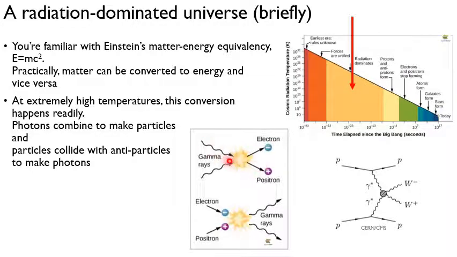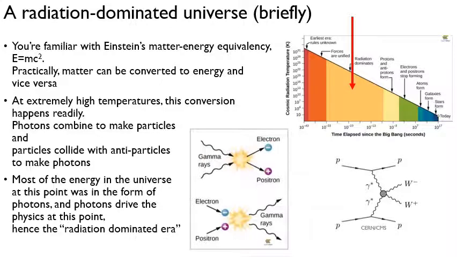So in the early universe, this was the main thing going on. And since most of the energy in the universe was in the form of photons, and this really drives the physics, we call that the radiation-dominated era. So the early universe was the radiation-dominated era.